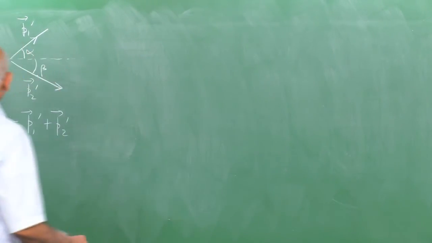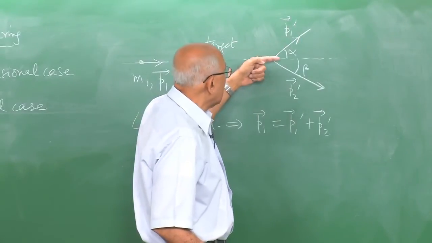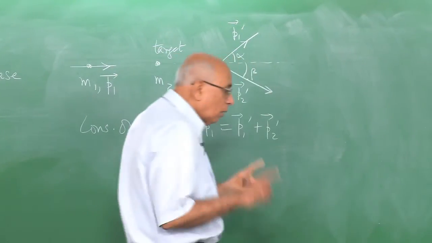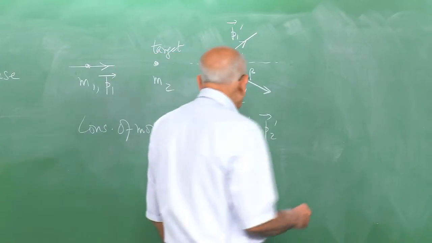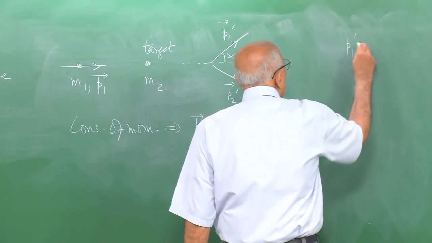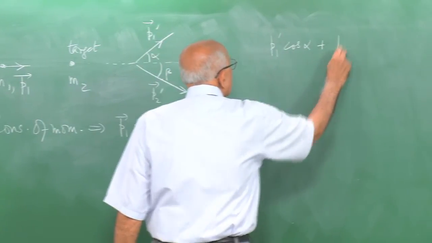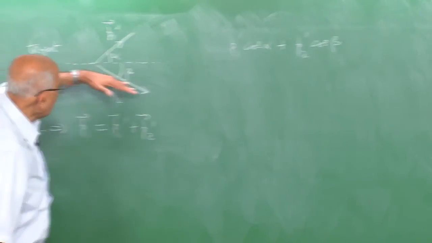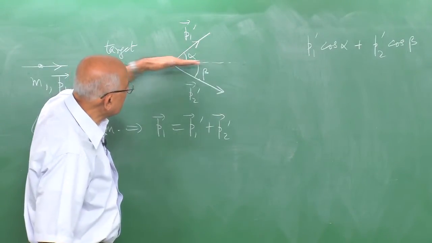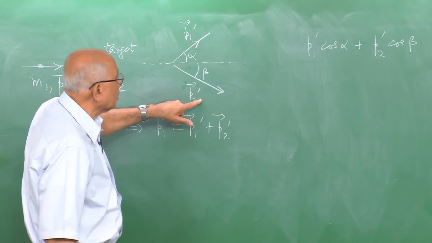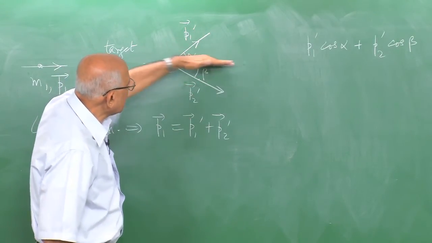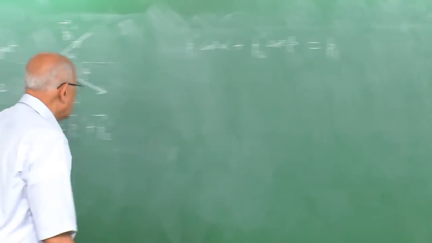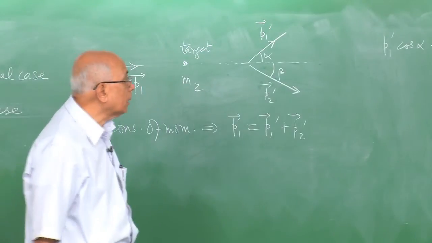So resolving these vectors along the incident direction, and using symbols without arrows for the magnitudes, it follows that P1 prime cos alpha plus P2 prime cos beta, the projection of this vector in this direction is like that, and it is P2 prime cos beta, and this one is P1 prime cos alpha here, and that must be equal to P1, the magnitude of the initial momentum.